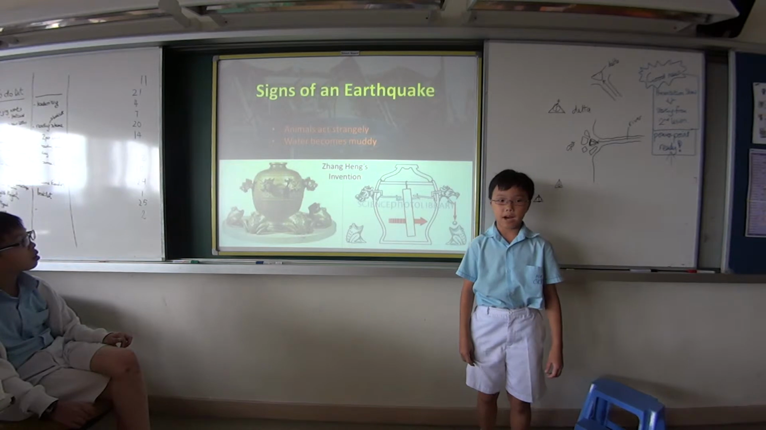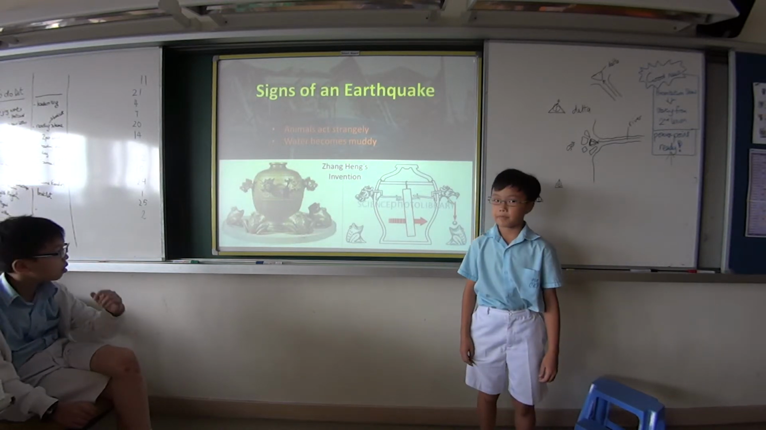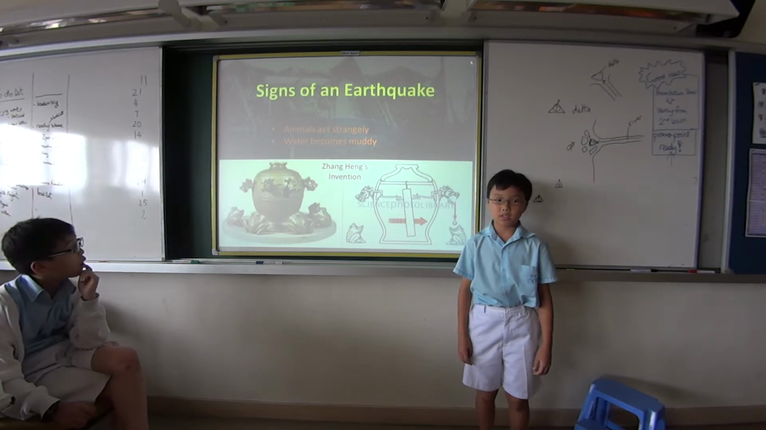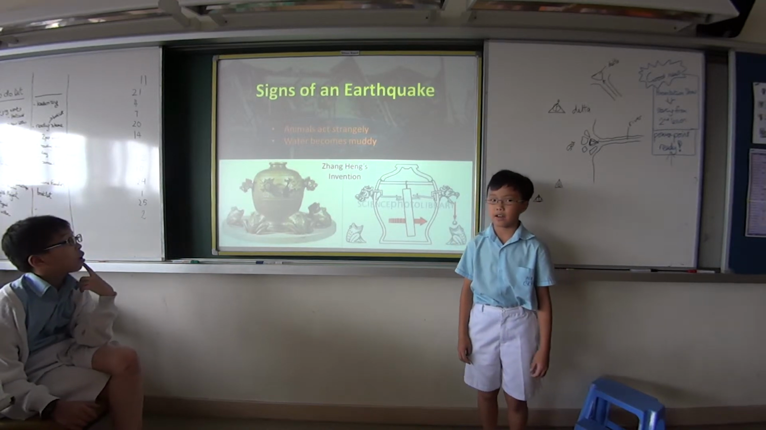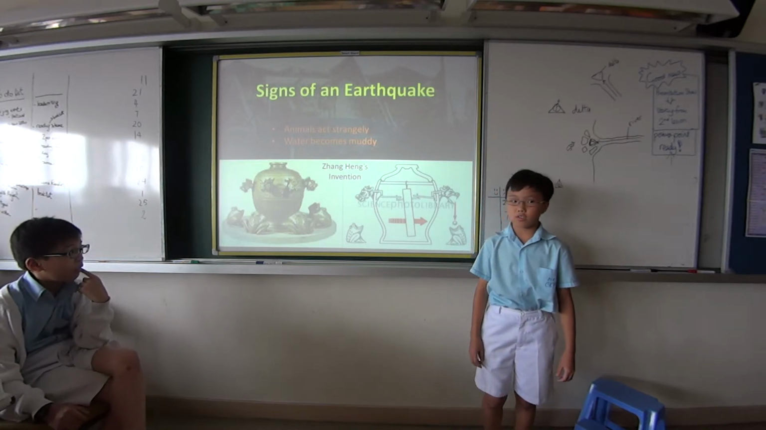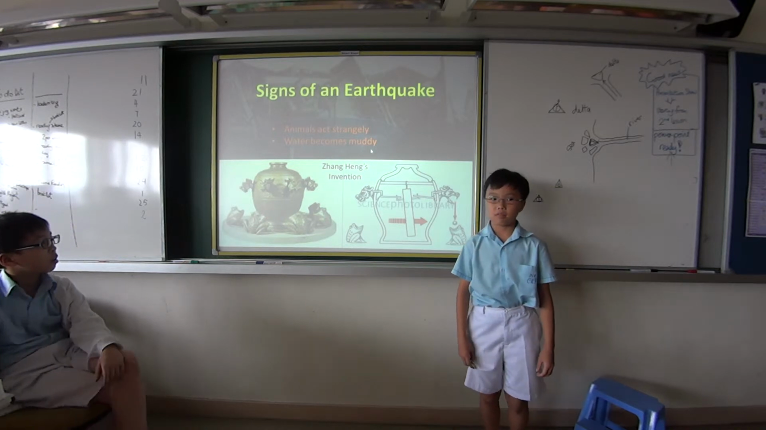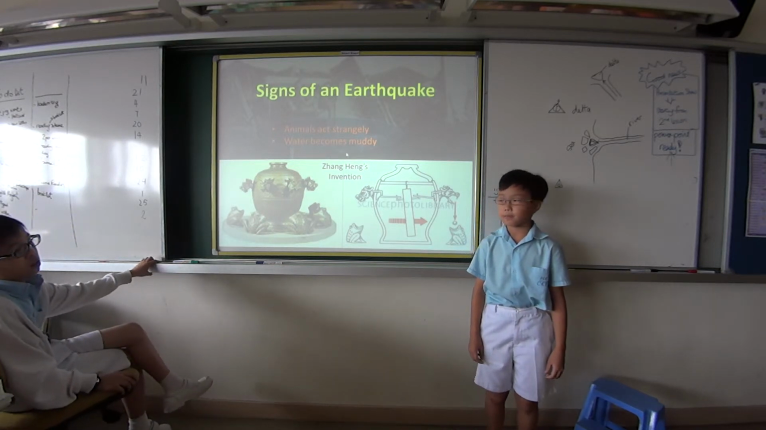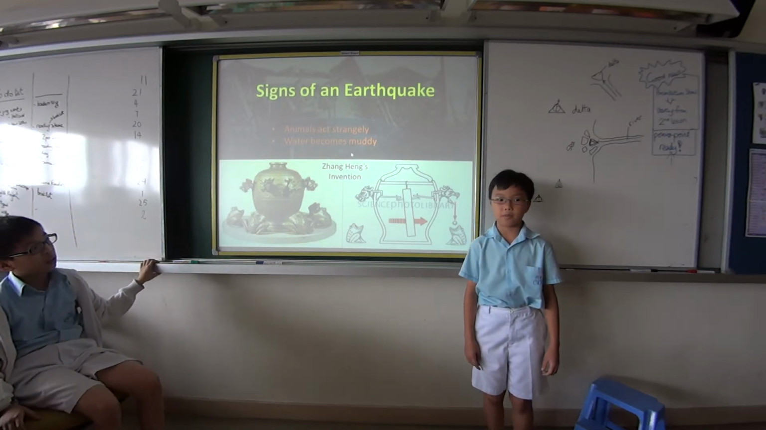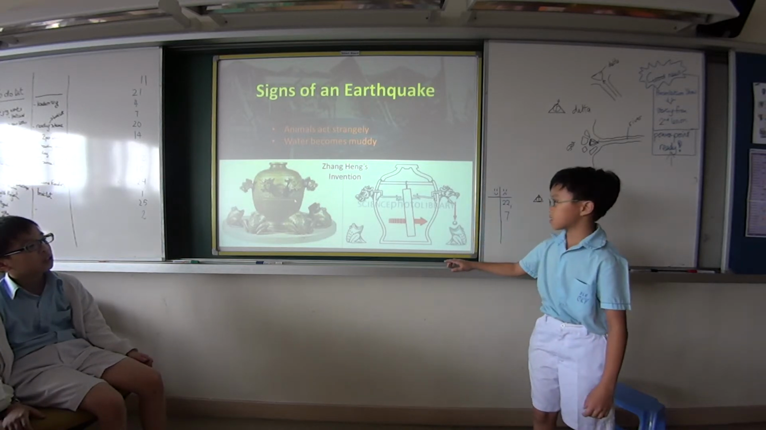Since earthquakes are so powerful, we could try to look for signs of them. In the old days, ancient Chinese people have noticed that before earthquakes, animals act strangely and water becomes muddier than usual. In around 132 AD, a Chinese astronomer named Zhang He invented the first seismograph. This is how it works.